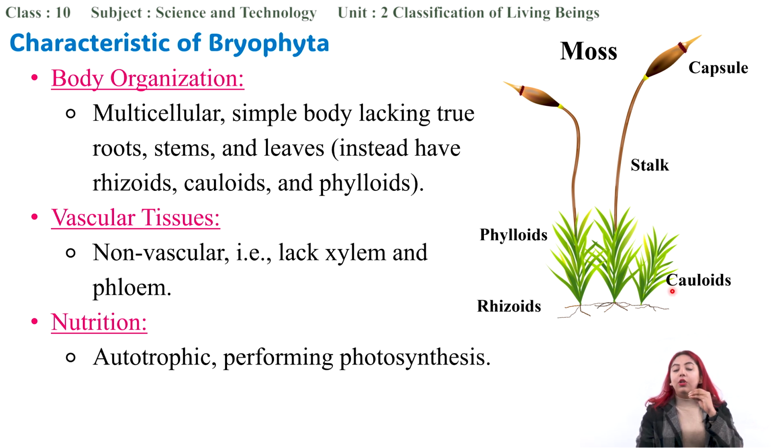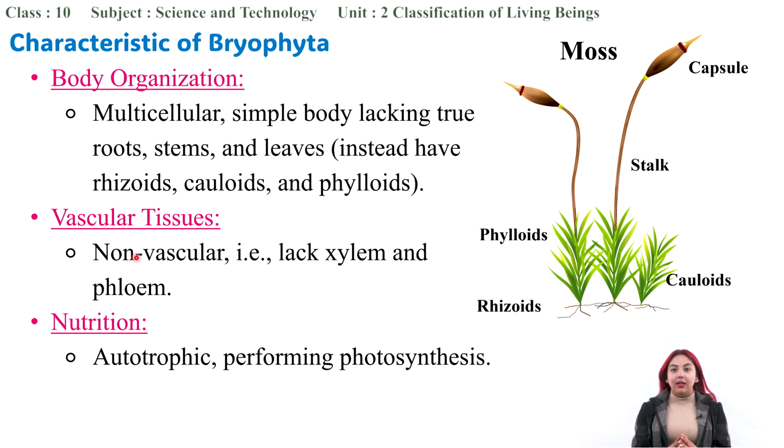The structure that looks like a stem is known as cauloids, and the structure that looks like a leaf, as you can see here in this plant, is known as phylloids. So the plants present in bryophyta are multicellular. They have a simple body that does not contain true root, stem and leaves, but instead they have rhizoids, cauloids and phylloids.